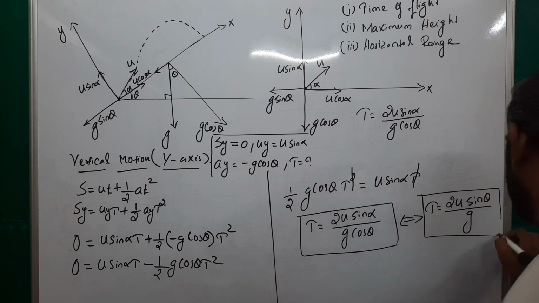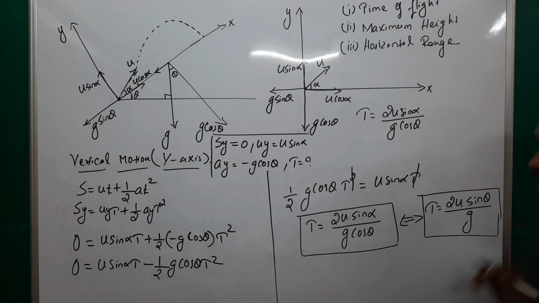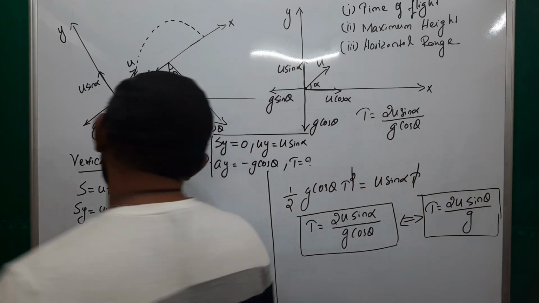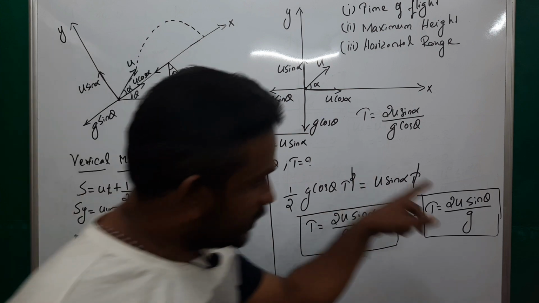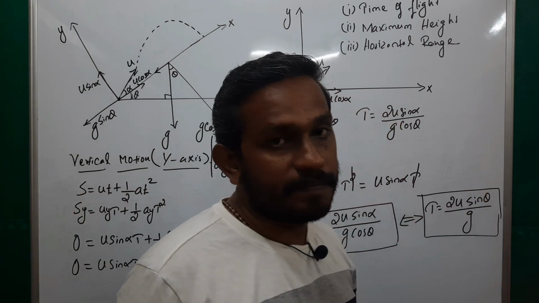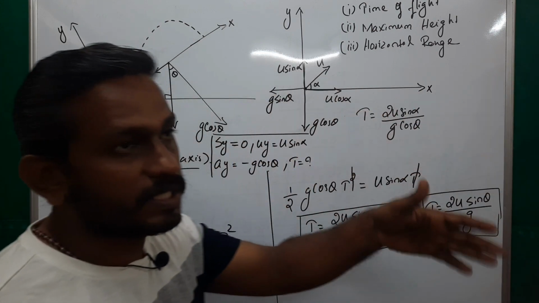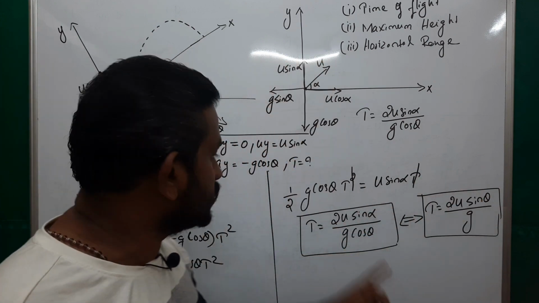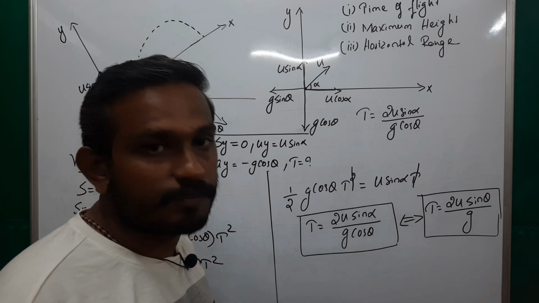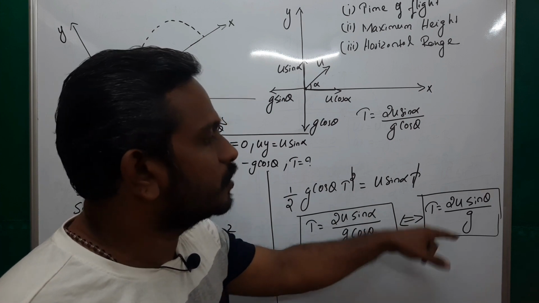So here u sin alpha is the initial vertical velocity. There, u sin theta is the initial vertical velocity, and theta is the angle of projection. Here alpha is the angle of projection. So t is equal to 2u sin theta.